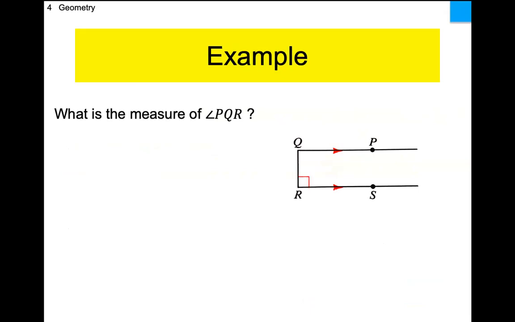Hey, what's QP? What shape is QP? It's a line. Why? Because it doesn't have arrowheads on the end of it. Hey, what's RS? It's a line. What do these two red triangle things mean? That means this line is parallel to this one. Okay, if this one is 90, how big is this one?